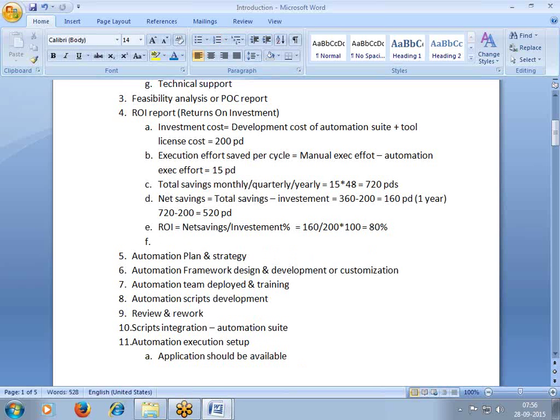At the end of the second year, how much is it? 520 divided by 200, correct? Into 100. How much is it? 260 percentage. See, this is what ROI is.